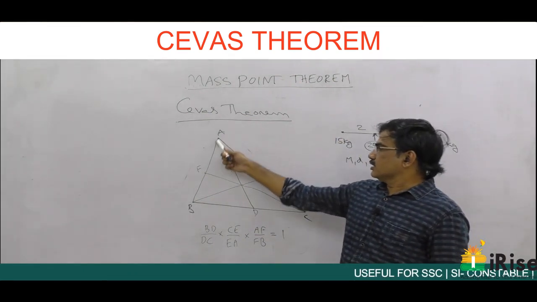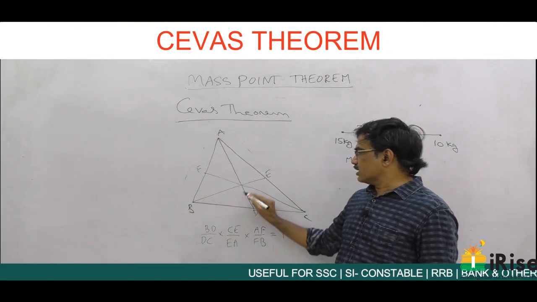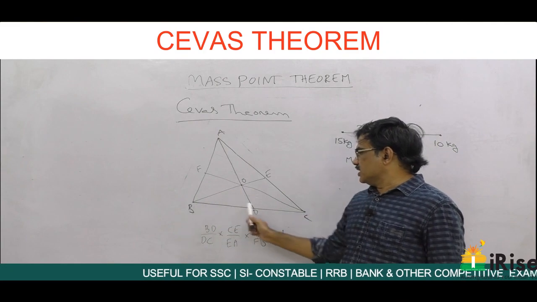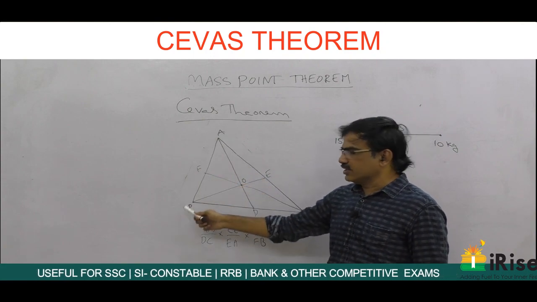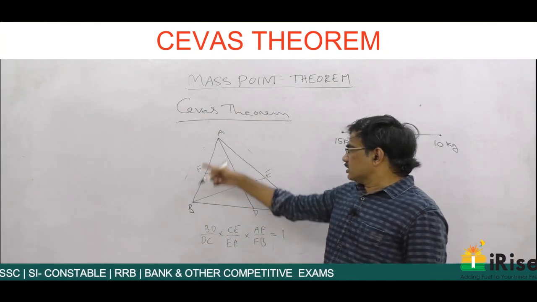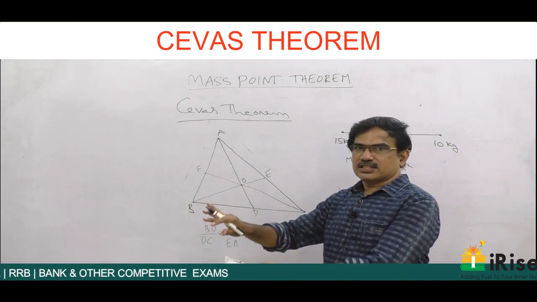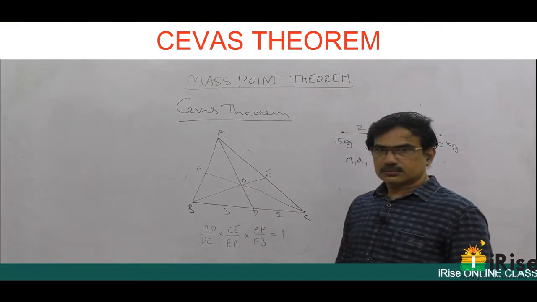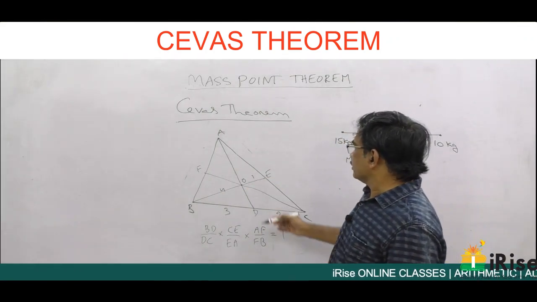See carefully. This is a triangle ABC. AD, BE, CF are three concurrent lines. The point of concurrence is O. Then BD by DC into CE by EA into AF by FB is always equal to 1. So this is the important concept. I want to use the previous example for this also. If the ratio is 3:2, if this is 4:1, then what we get here?